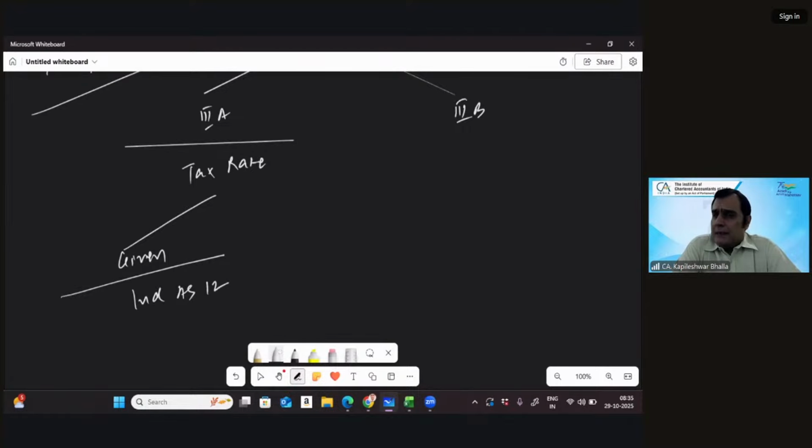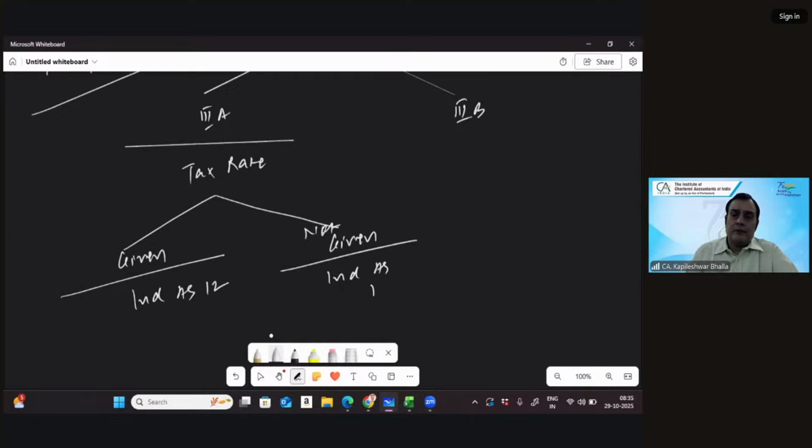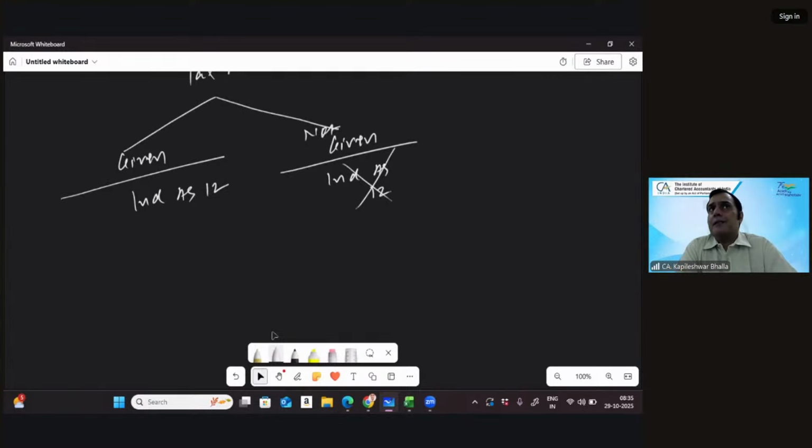Let's quickly take a recap of how you apply Ind AS 12. Not getting into details, but if the tax rate is not given, then it's not a problem. In that case, Ind AS 12 is not to be applied, and you're safe. When you apply the concept of Ind AS 12, you need to be very clear in your thoughts whether it is a taxable or a deductible temporary difference, and accordingly you decide whether it is a DTL or a DTA.